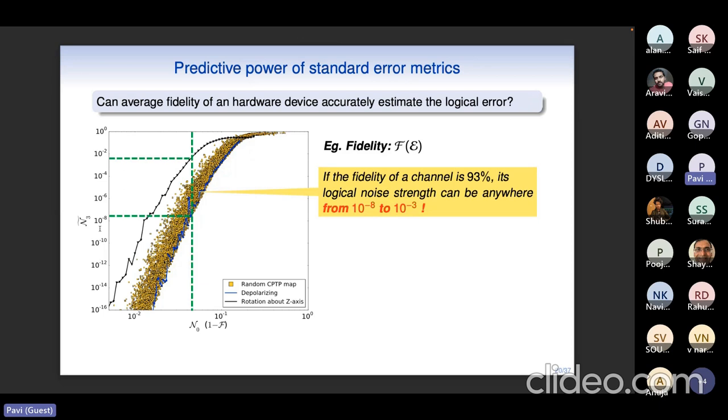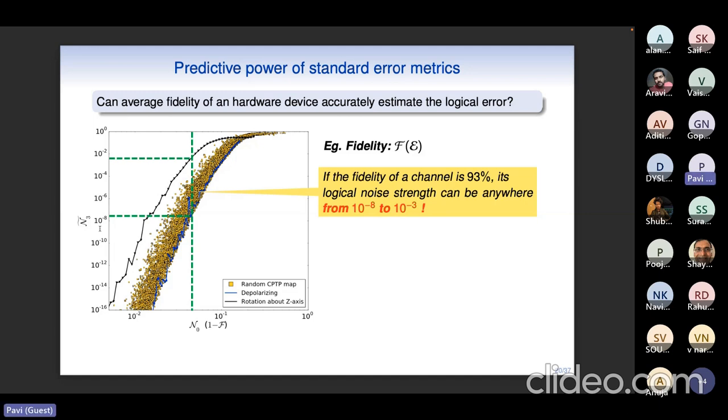Okay, now let's look at fidelity, where instead of the diamond distance, let's say we only knew the fidelity of a device and we know no other information. In this cross section, we are looking at all physically valid noise maps whose fidelity is, say, 93%. Now you see that the logical error rate still varies over about 5 orders of magnitude, which means that knowing only fidelity and nothing else about the hardware tells us very little information about what the logical error rate would be.